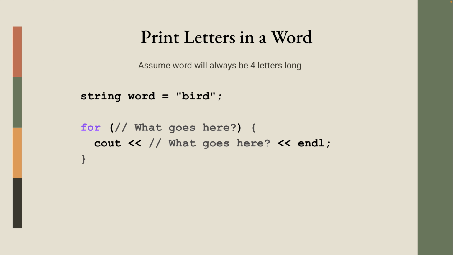Final problem. This one I'll have everyone try by themselves. We're trying to print the letters in a word. We've done this example a lot with while loops, but we're going to try it with for loops. And in this case, we're going to assume that the length of the word will always be 4 letters long. So if you have paper, write it out by yourself. If you need paper, let me know. I can pass you a sheet.